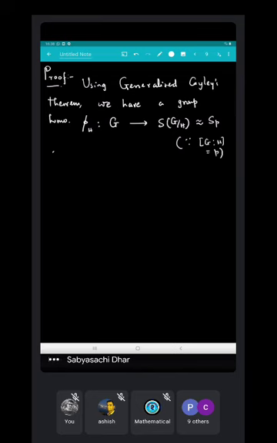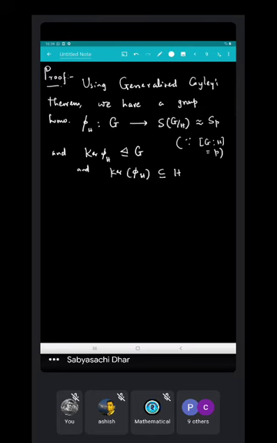Okay, and the kernel of phi_H is a normal subgroup of G, and it is also contained in H, and it is the largest normal subgroup of G which is contained in H.